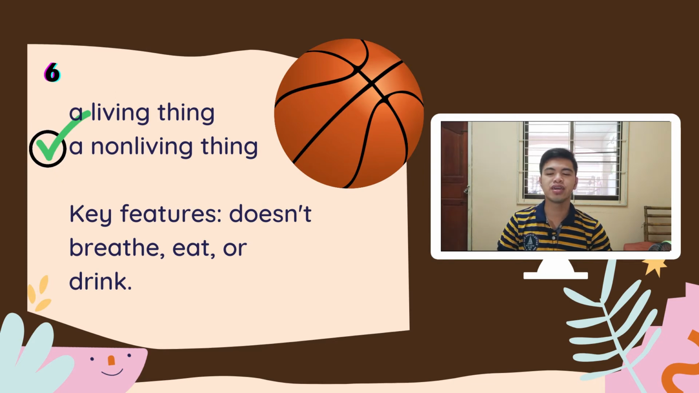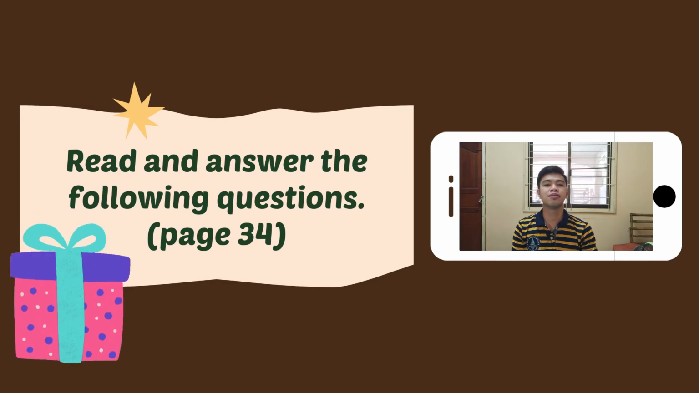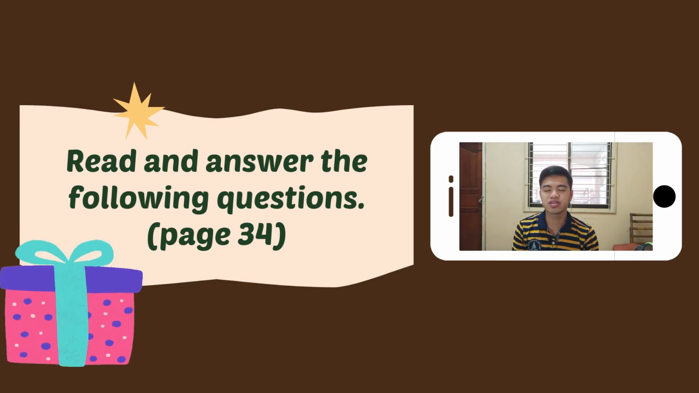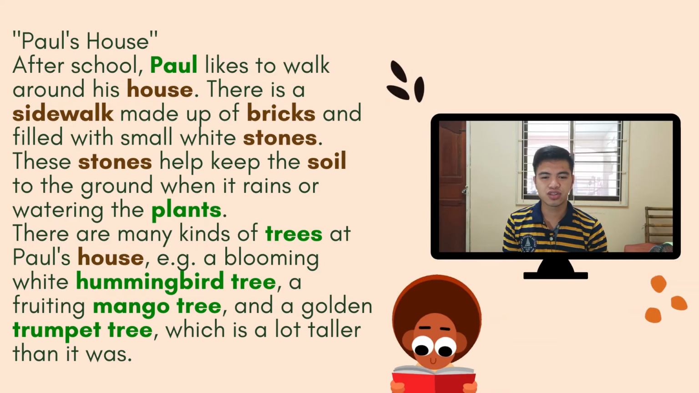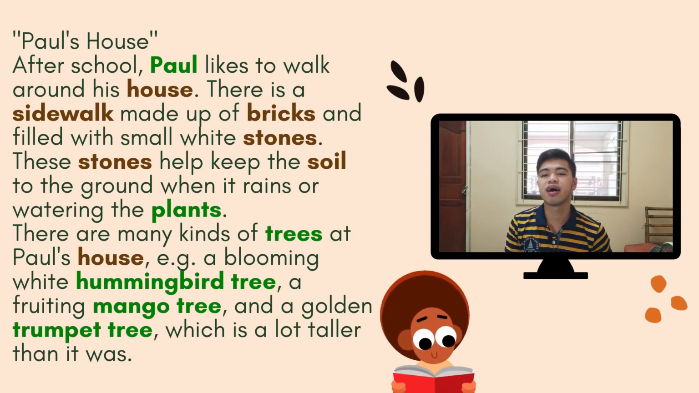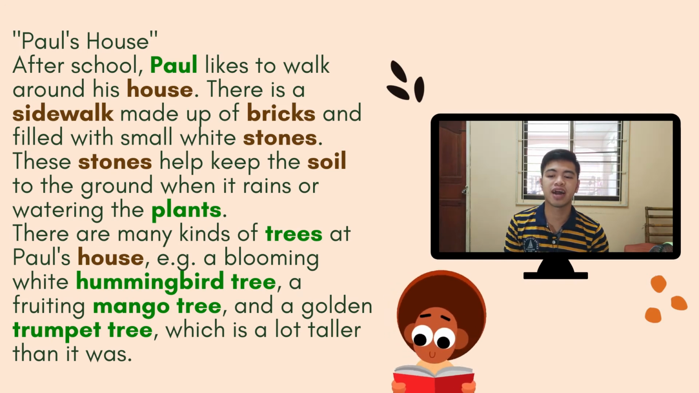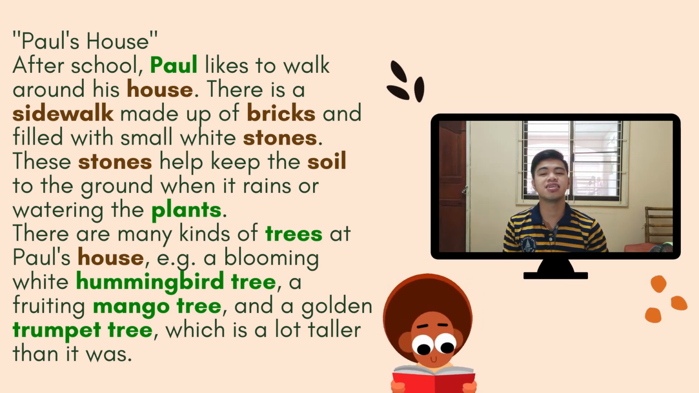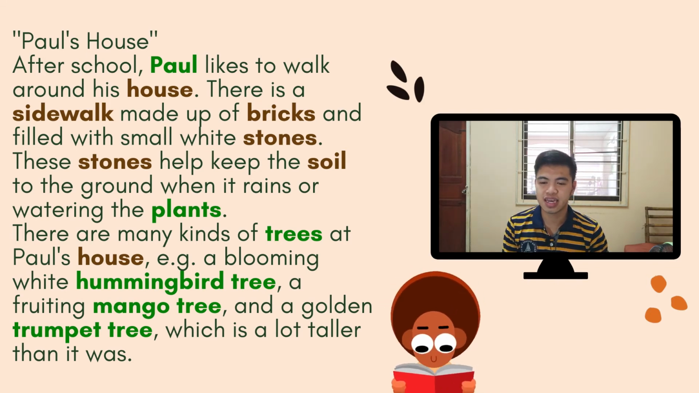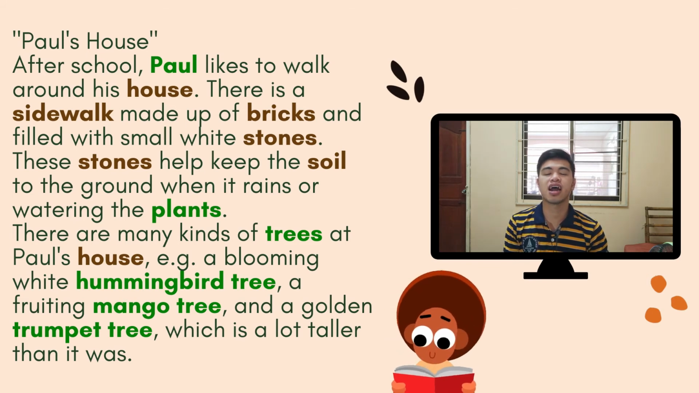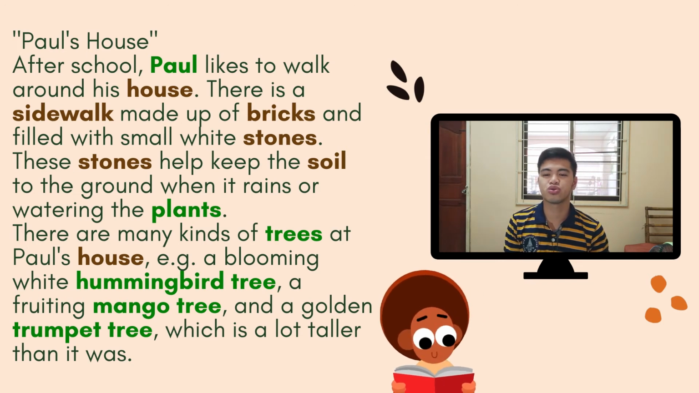So now we are going to page 34. I want you to open your book to page 34, and we are going to read the story and answer the following questions, okay? So here Teacher Lance marked the living things with green and the non-living things with brown, so that we could recognize in the story what are the living things and what are the non-living things. Remember, the living things are green and the non-living things are brown. So let's read the story.